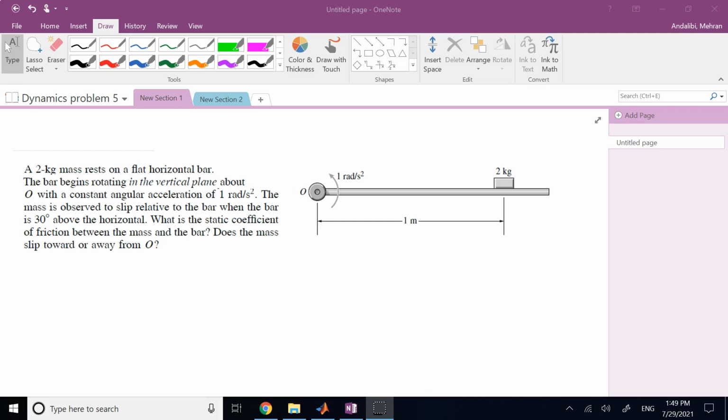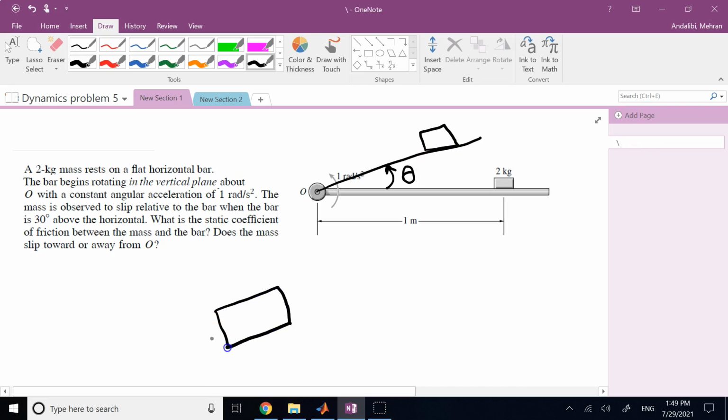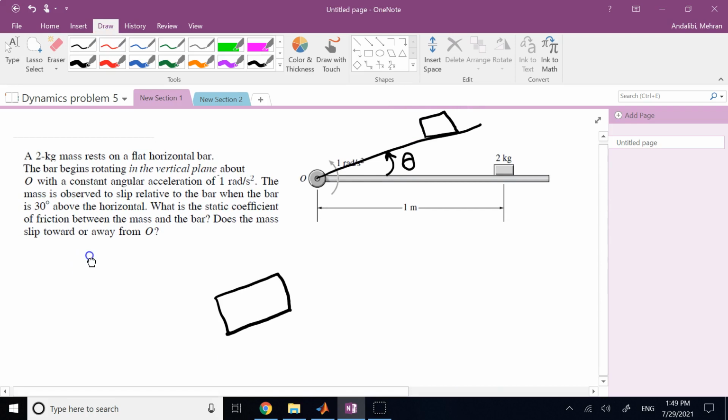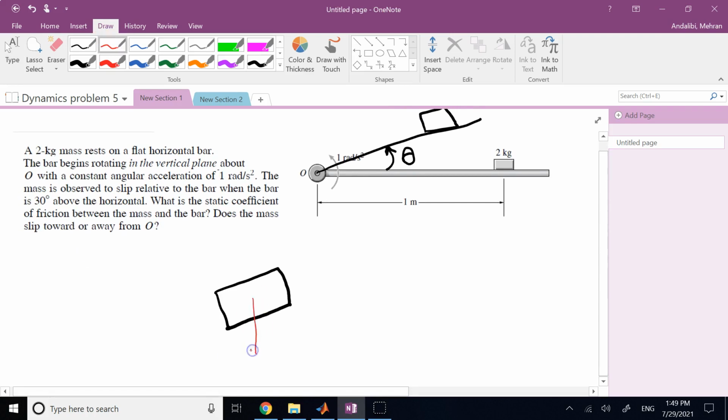So here we are going to draw the free body diagram of this 2 kilogram mass, but when the bar has rotated. So we assume that here this bar is going to rotate an arbitrary angle theta, and this mass is on it. So in this situation, I'm going to draw the free body diagram of the block for arbitrary angle theta. So this is my block, and the forces on it are mg, as well as the normal force N, and a friction.